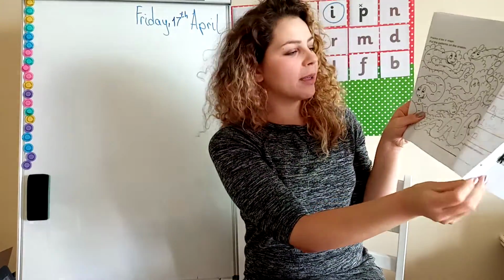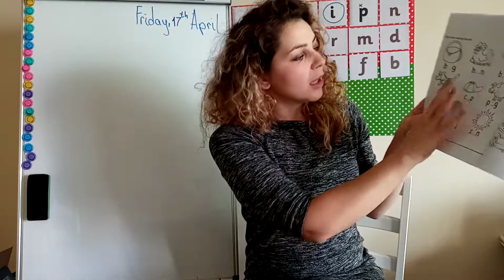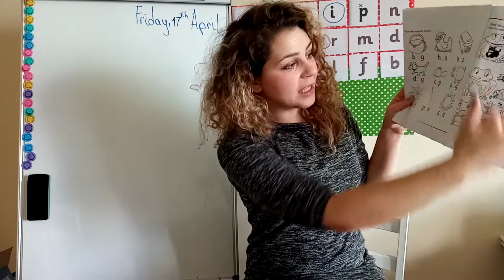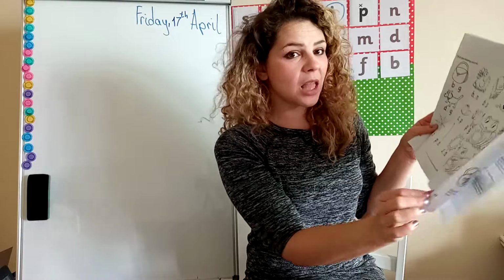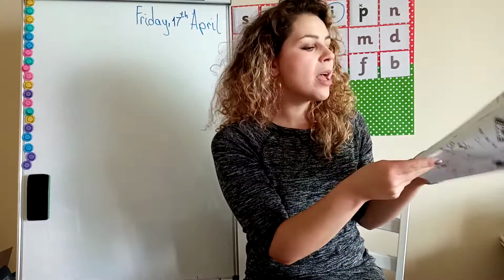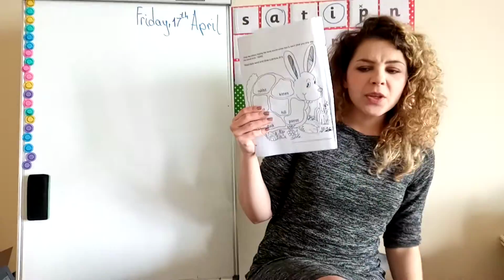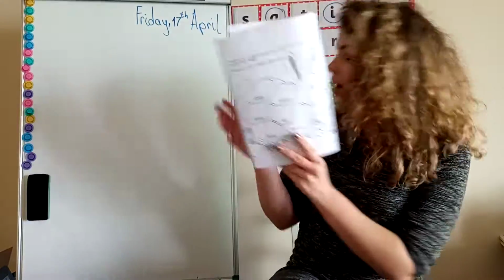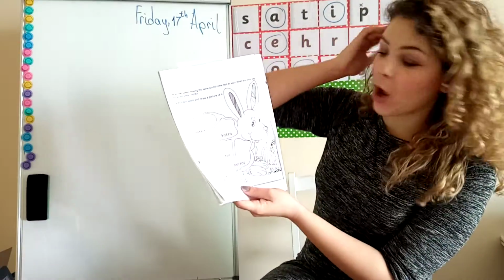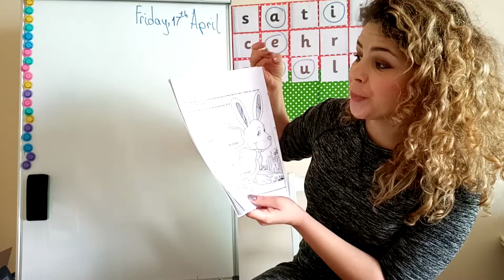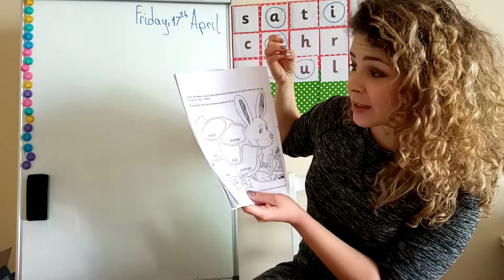Now, we did most of this yesterday together. This as well, we did together in class. You can color it in if you want. And we come to this. So what do we have here? We have a bunny. The other word for bunny could be rabbit.